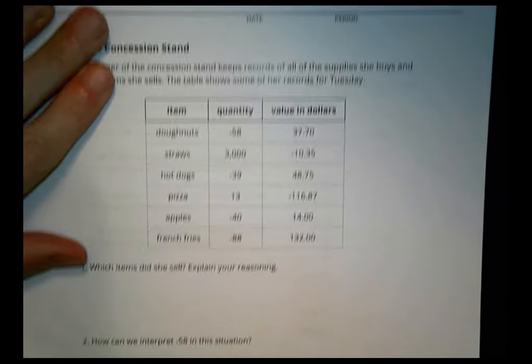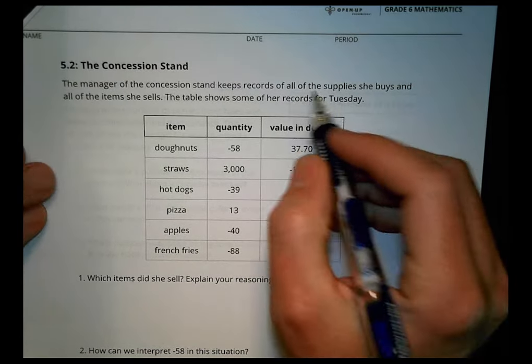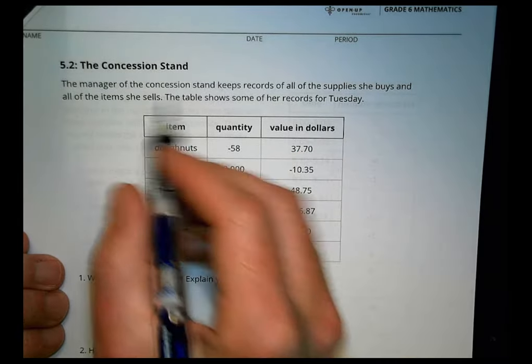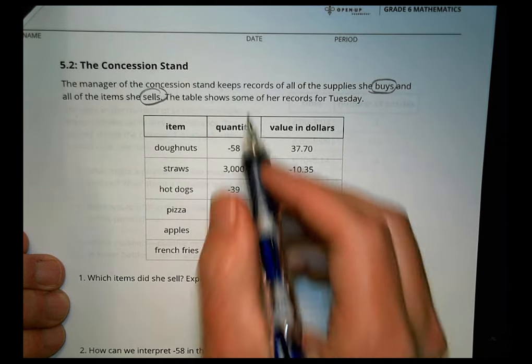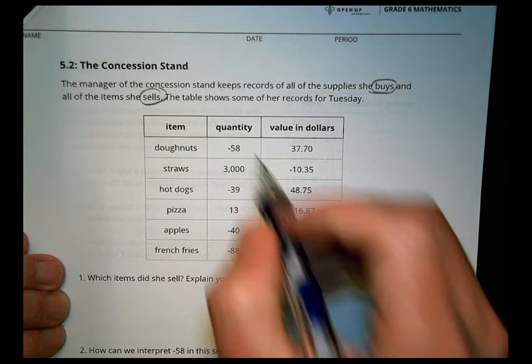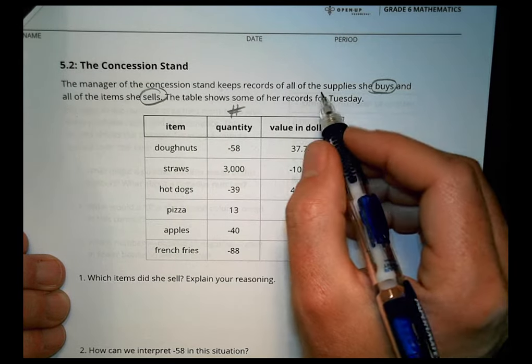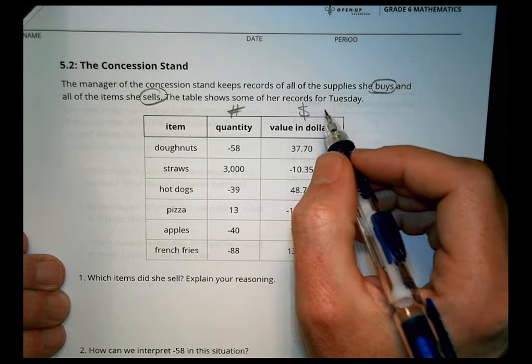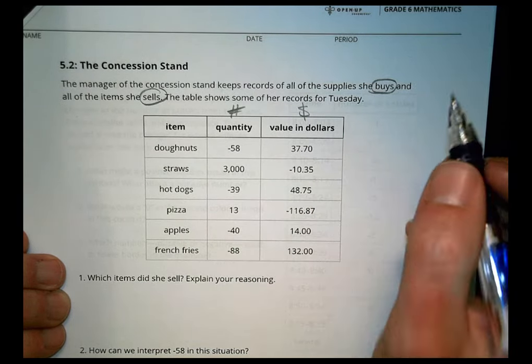Activity number 2. Here we are. The manager of the concession stand keeps records of all the supplies she buys and all the items she sells. So we're buying things and selling things. The table shows some of her records. So here are the items. The quantity is how many they have, and the value in dollars of what it costs to get that or give that, buy it or sell it.